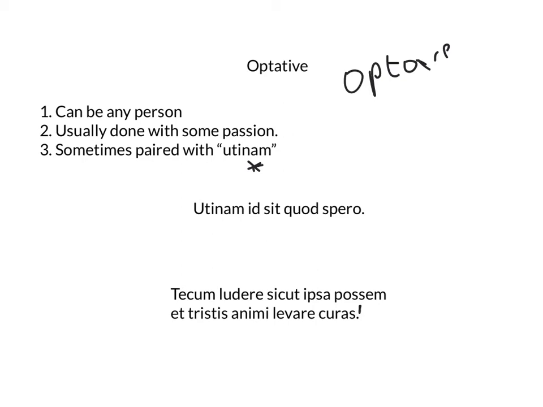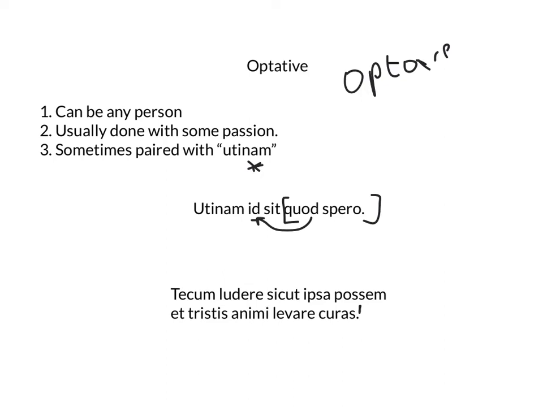Utinam id sit quod spero. It's like let it be that which I wish. In other words, let the thing which I hope happen. Like let it exist. Maybe it's like an action I want to happen, like, I hope that it happens. The sit there is your subjunctive, your spero is your indicative, I hope. But the sit is your subjunctive of to be, so, oh, would that it happen, it which I hope. So, yeah, that's a nice little quote there.